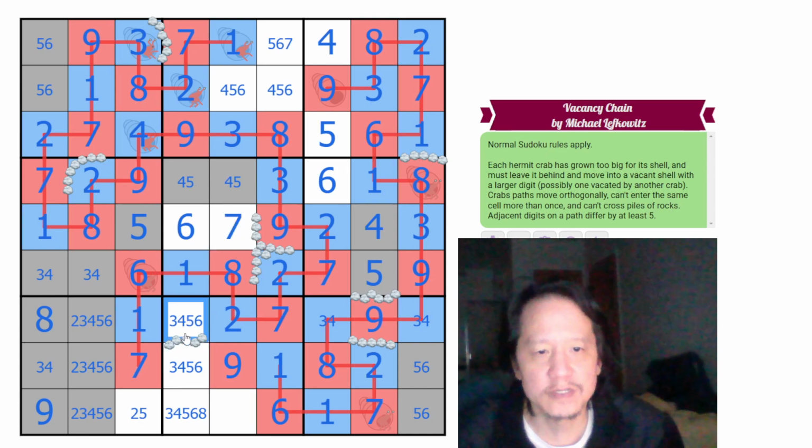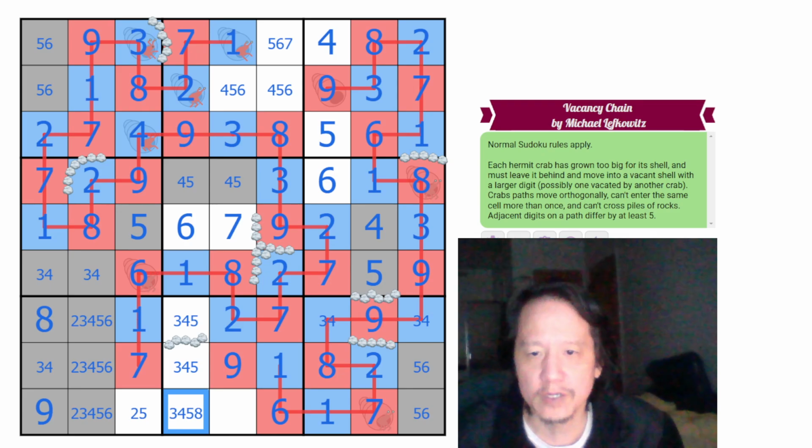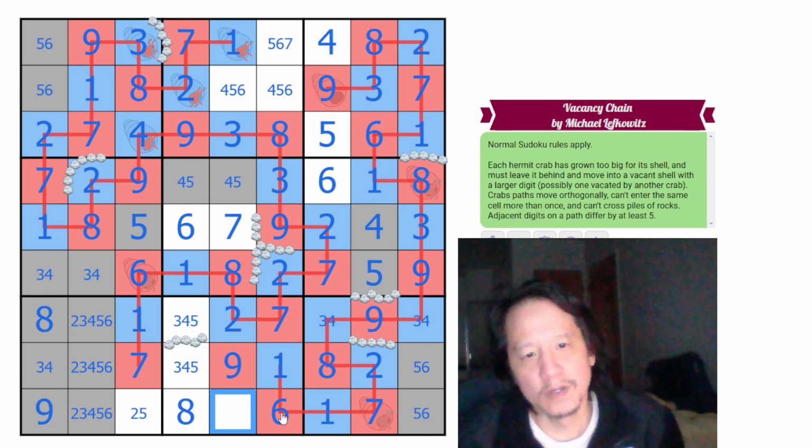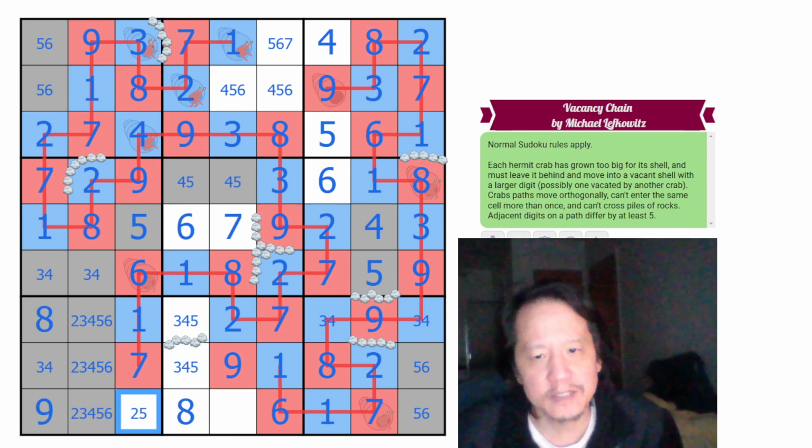This can't be 6 anymore. You also have no 8s in the rest of the column, so 8 has to be here. This can no longer go this way because it doesn't have a 2 or a 1 available, so it has to go down, which means this is a 2, and it has to go this way, so this is high part of the path.